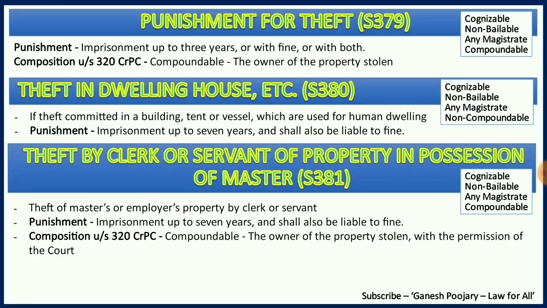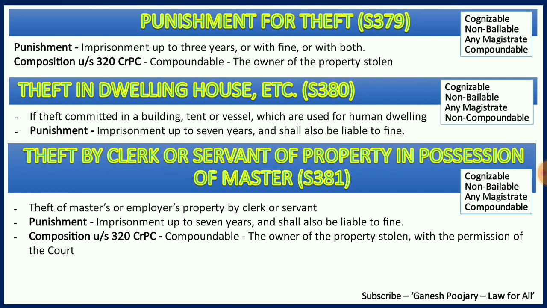Section 380 discusses theft in dwelling house, etc. Comparing to 378, the offence under section 380 is more serious because here the theft is happening in a place where human beings are residing, like for example a building, tent or vessel, etc. And the punishment also is on the higher side, which can go up to 7 years or fine or both, and these are cognizable offences, non-bailable offences, any magistrate can conduct the trial, and these are non-compoundable offences.